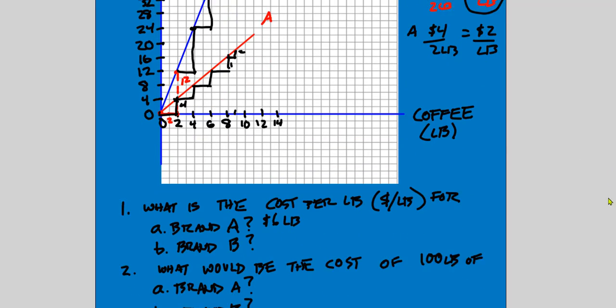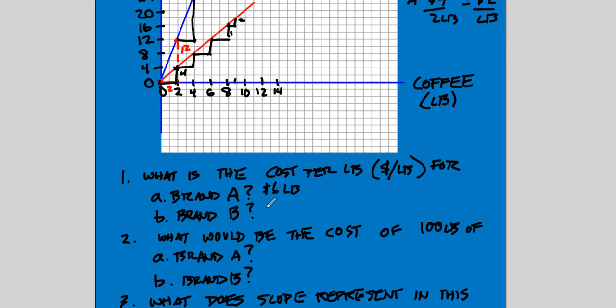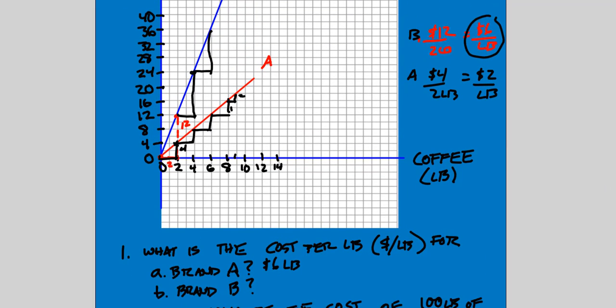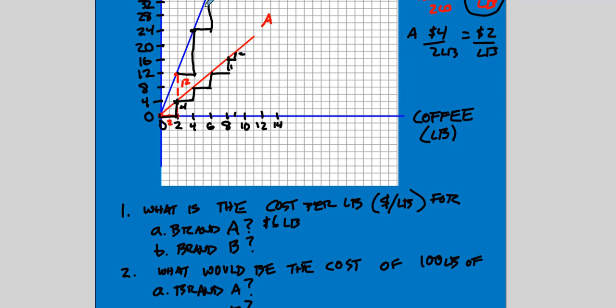So we have brand B. I got this backwards, don't I? Brand A is actually supposed to be, this is supposed to be $6 a pound. Brand A is $2 a pound, so let's fix that. That should be per pound. I need a division sign there.